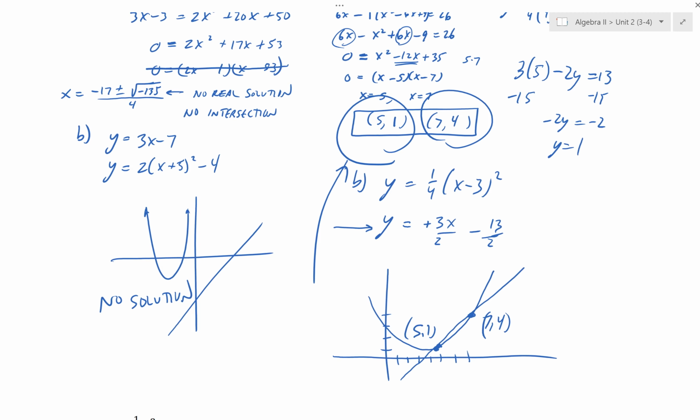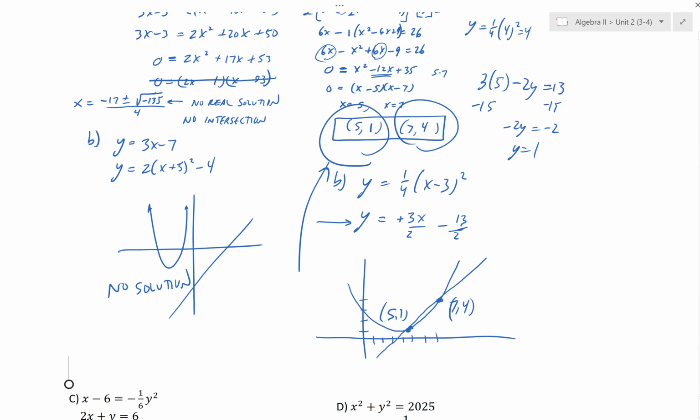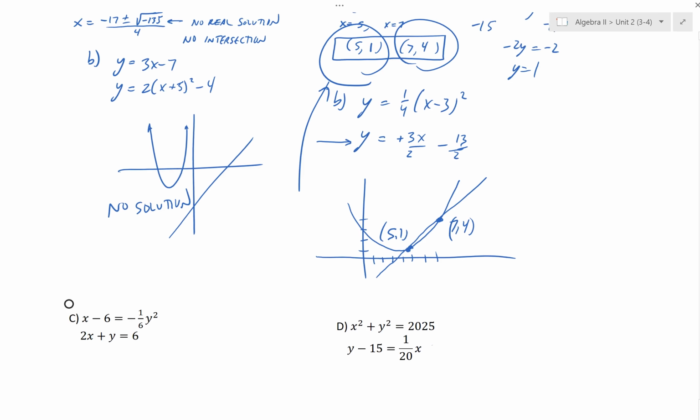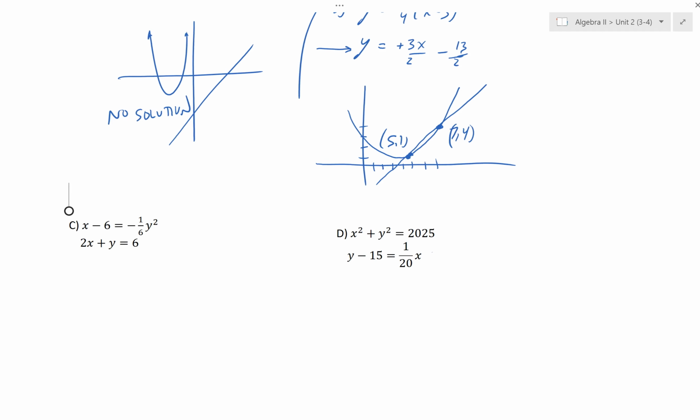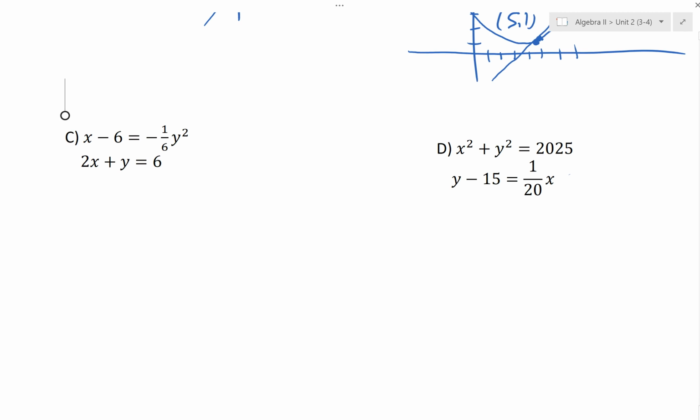Any questions on that example? No. Nope. So again, I want to emphasize that we do not use trace for finding intersections. We don't just move our cursor around to find intersections. We use the calc menu and the intersect feature. Okay? So now go ahead and work in groups on problems C and D.